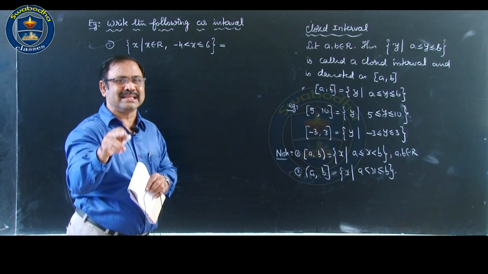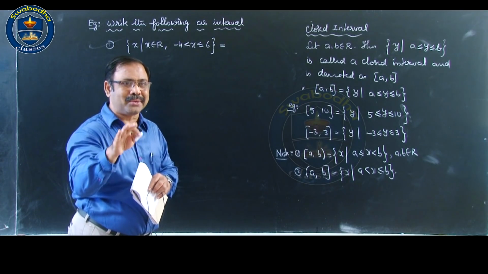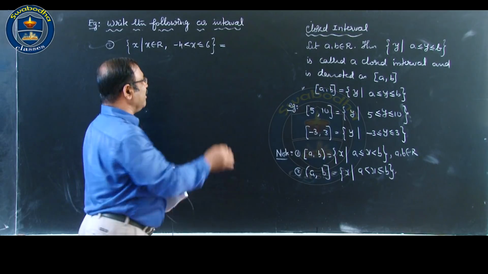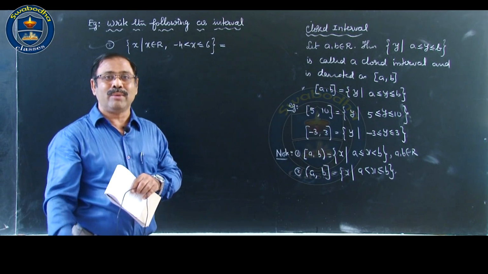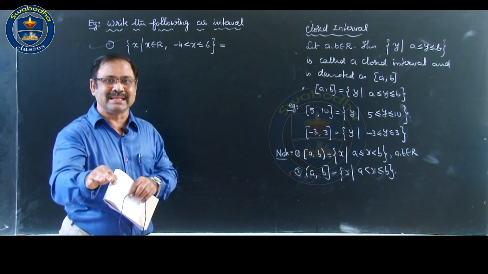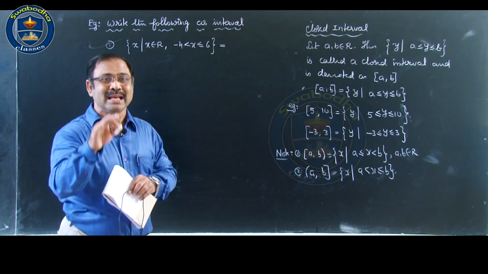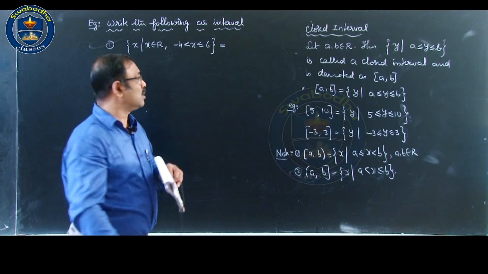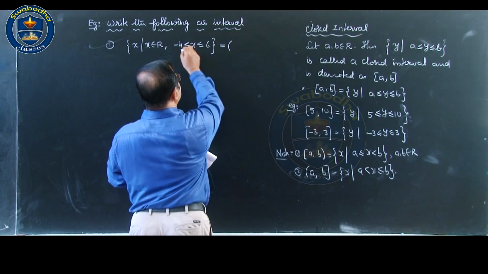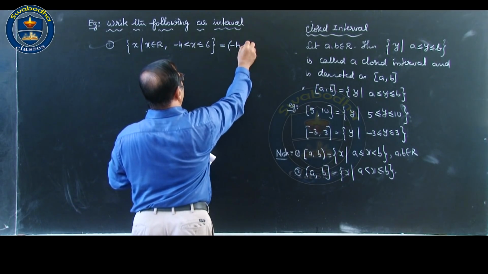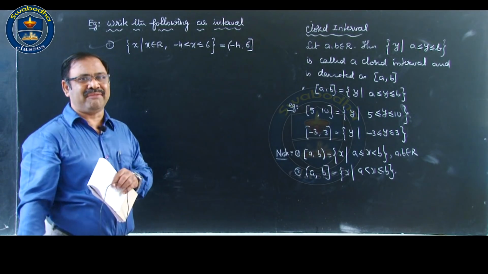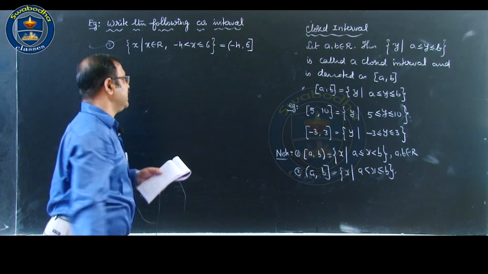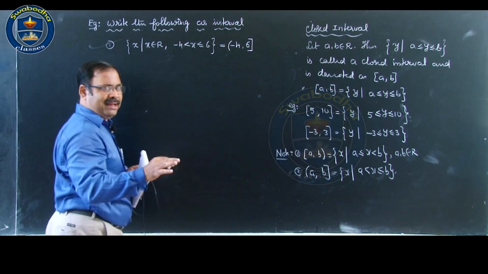Minus 4, whether this is included, is minus 4 included? No. Therefore, this is open. Whereas less than or equal to 6, what about 6? 6 is less than or equal to 6, that means 6 is included. Therefore, that is minus 4 comma 6. Look, this is open from the left, closed from the right. Have you followed the idea?